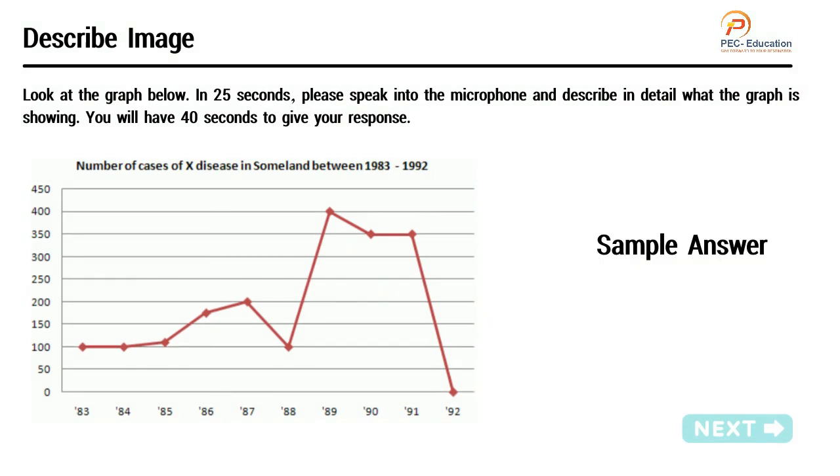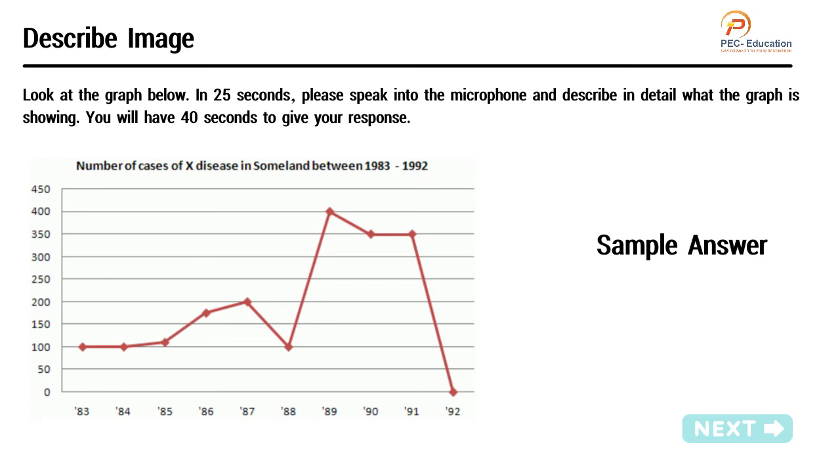This line graph depicts the number of cases of X disease in Sumland between the years 1983 and 1992. From the year 1983 to 1984 there were 100 cases, then it doubled to 200 cases by 1987. Then it dropped to 100 cases by 1988. Then in 1989 the number increased drastically to 400 cases.